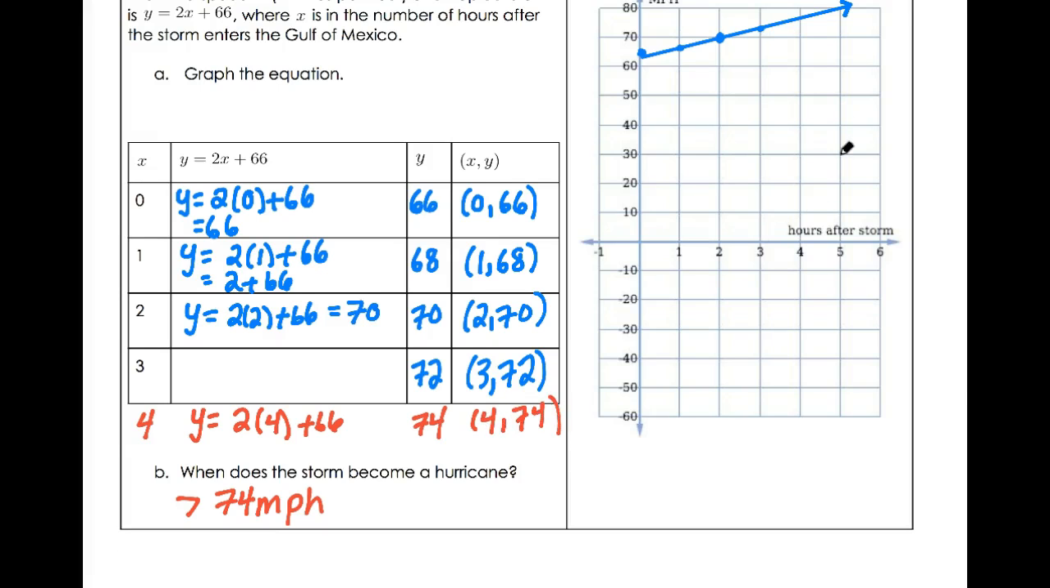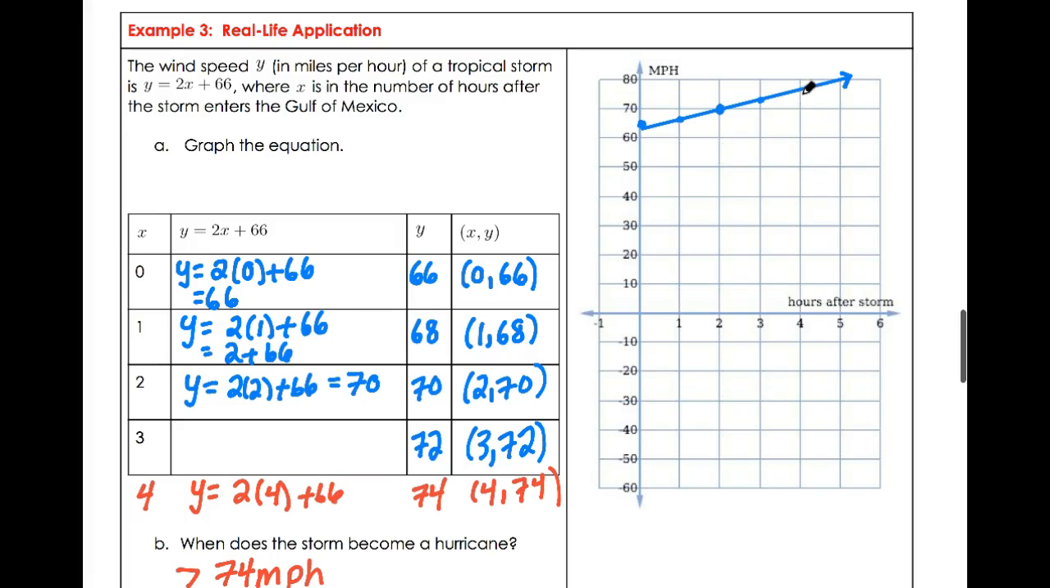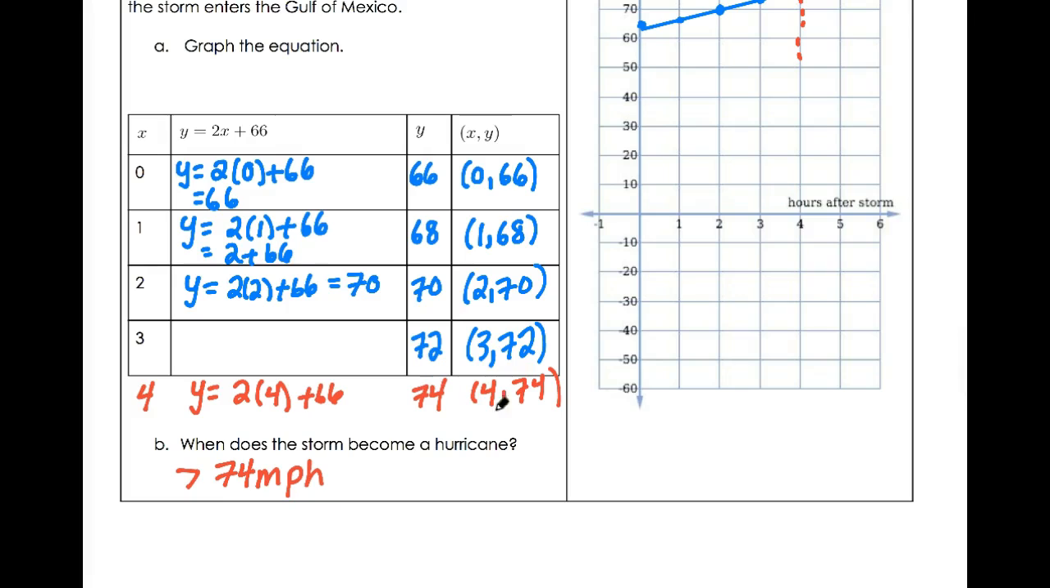So after 4 hours, look, we have a prediction line right here. Is that 74? Oh, my line's not perfectly straight, but it's close enough. So after this, right here, if I just block this off, after that we're in a hurricane now. You don't have to write that little part. When the wind is 74 miles an hour, it would be 4 hours after the storm enters the Gulf. That's the solution. 4 hours is your answer there.